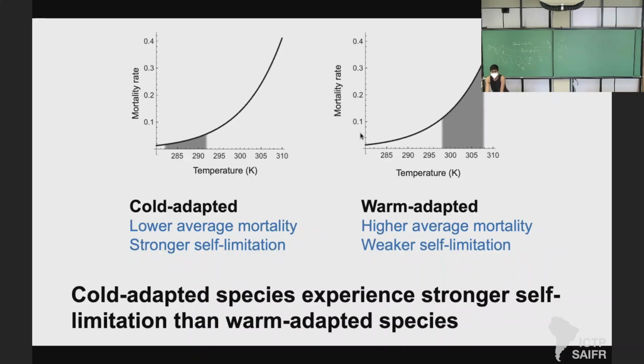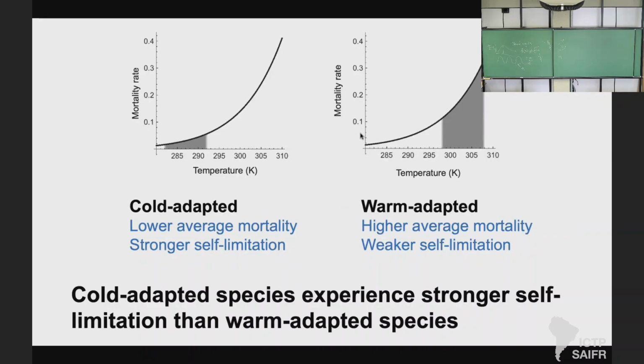Yes, Miguel? I couldn't visualize what you just said. So look at the graph. That's the range of temperatures over which the cold adapted species is active. On average, that's pretty low because it's on the low end of the curve. The warm adapted, so sorry, I actually didn't explain that. The gray area is where that species is active.